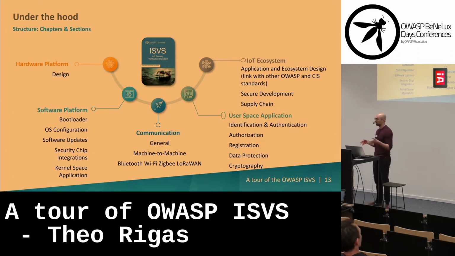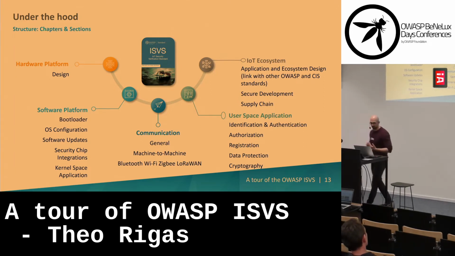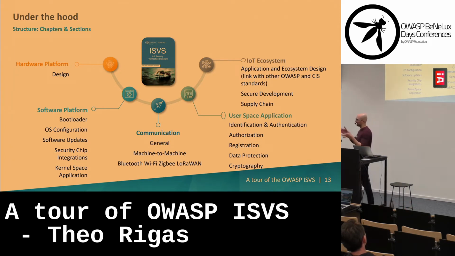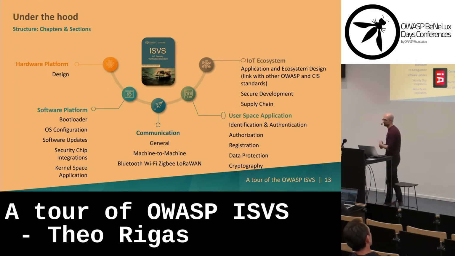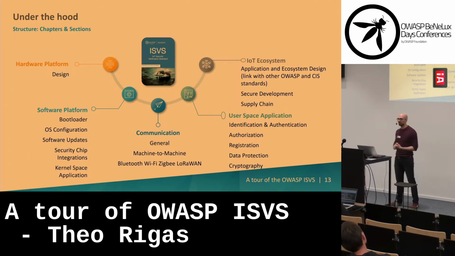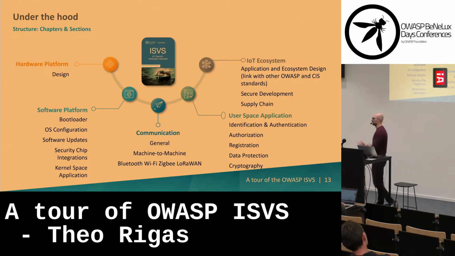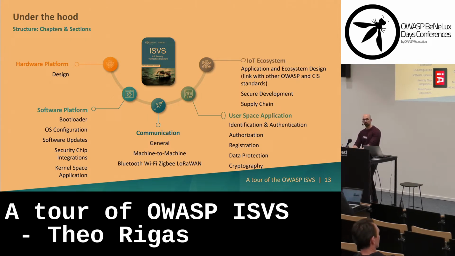And on top of that, you build your applications. For the application, we need requirements for authentication, authorization, registration, data protection, cryptography, etc. And then on top of all this stack, we have the entire IoT ecosystem, right? There we go to things like ecosystem design, secure development, supply chain, etc. And that's where a lot of the links with other OWASP projects happen. So for example, if in the environment you have a web application, then there's going to be a link to the OWASP ASVS. It's not the job of the ISVS to tell you how to test a web application in the IoT ecosystem, for example.